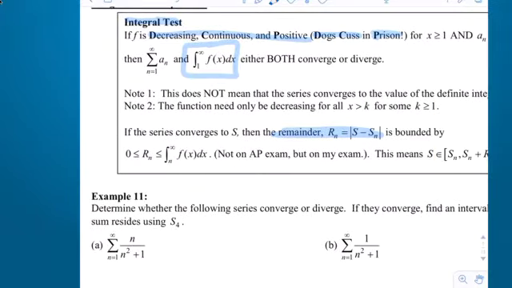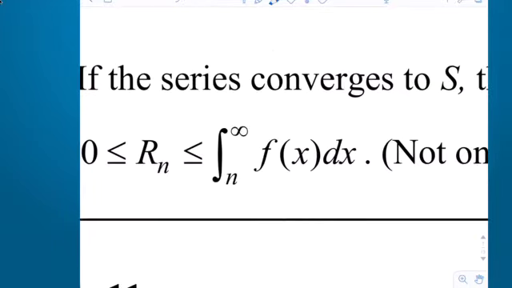And the way we find that with the integral test is it's just the integral. If you add up the first n terms in the series, then the remainder is going to be less than or equal to that same number that you added up to, to infinity, of the integral. And I'll show you how that works. It's pretty neat.